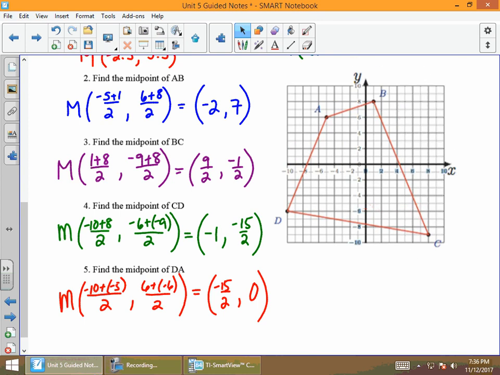And that's all it takes to find a midpoint. Add them up and divide by 2. Hope this helps. See you guys soon.